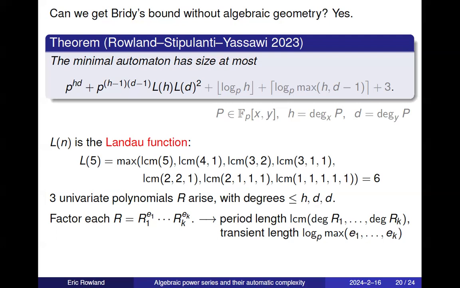Sorry, I got lost a little bit. Capital R is just the... Yeah, so this is going to be one of 3 univariate polynomials that arise. The original polynomial p is a bivariate polynomial. These 3 R polynomials are related to p by projecting in various one-dimensional projections.